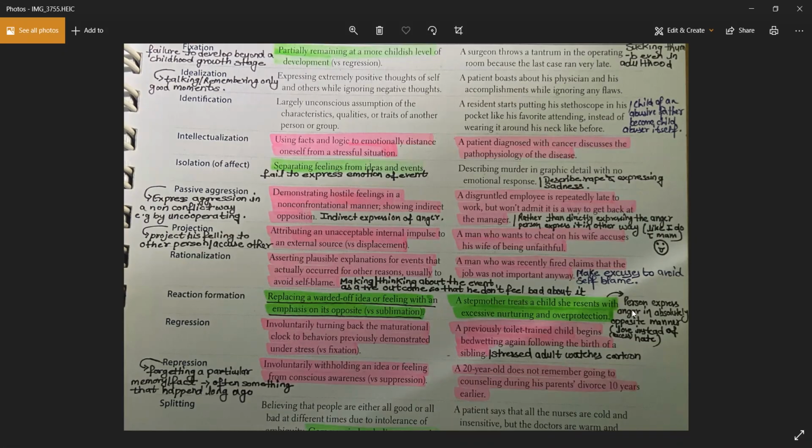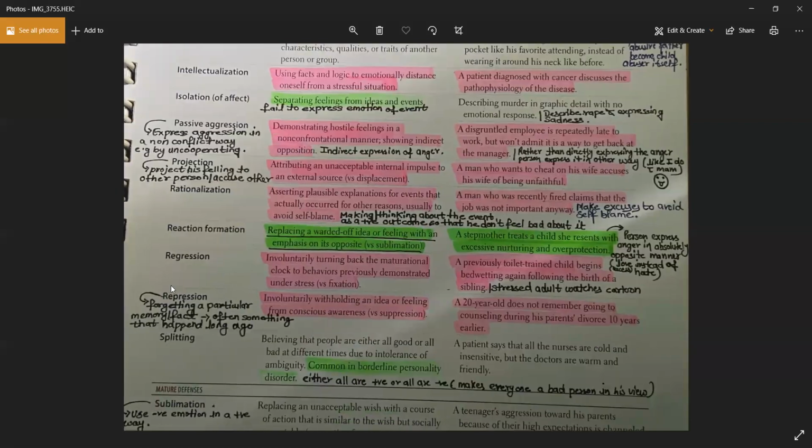Okay, a person expresses the anger in an absolutely opposite manner instead of directly confronting that feeling, right? Then you have the regression. Okay, in that case, the patient who has matured turns back to an immature stage of life after some incident. For example, a toilet-trained child begins bedwetting again following the birth of a sibling. So after an incident, if a person goes back to a previous immature stage of their life, you call it regression. For example, a stressed adult watches a cartoon after some kind of incident, right? You call it the regression.